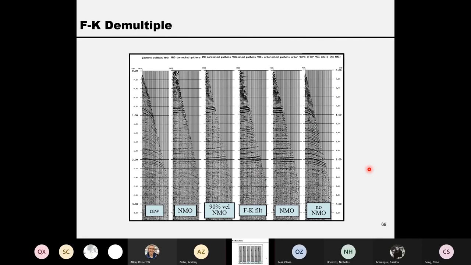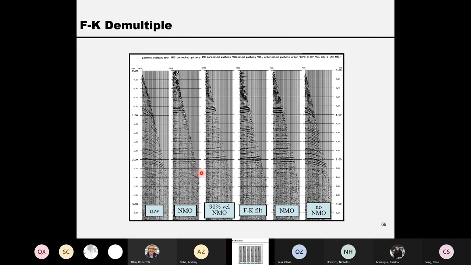Let me demonstrate some examples. Here is the raw data. You can see you have events that look like this. Suppose this is our primary, and that's also a primary. But in between, you don't know if it's primary or multiples, right? So how do we do that? With normal NMO, we try to make this hyperbolic curve flat, right?